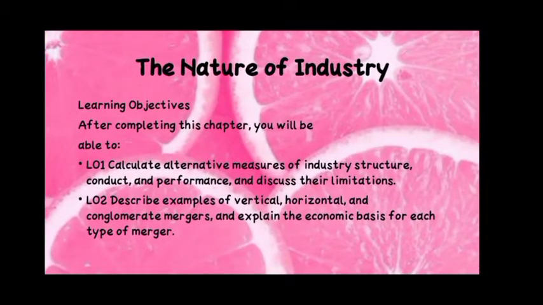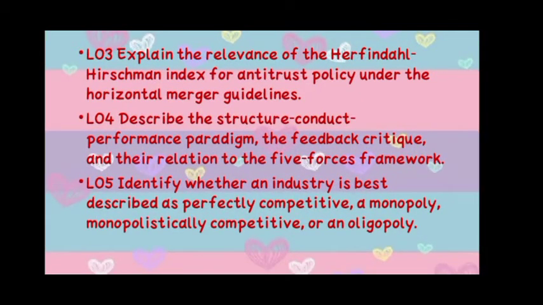In the nature of industry, our learning objectives after completing this chapter will be able to calculate alternative measures of industry structure, conduct and performance, and discuss their limitations. Describe examples of vertical, horizontal, and conglomerate mergers and explain the economic basis for each type of merger. Explain the relevance of the Herfindahl-Hirschman Index for antitrust policy, the horizontal merger guidelines.